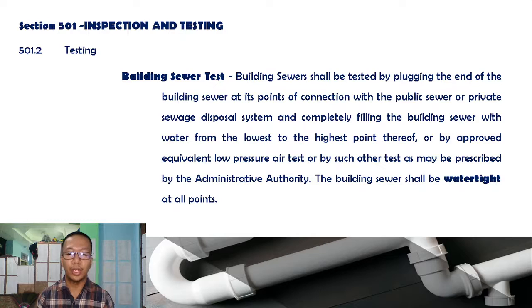The building sewer shall be watertight at all points. So, the administrative authority must approve everything you do. Wherever you apply air pressure, or wherever you plug, the administrative authority should be notified and must approve.